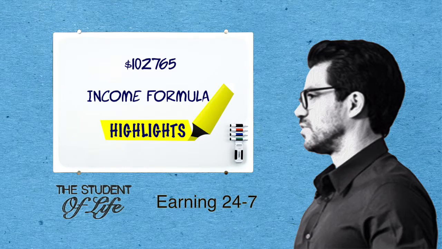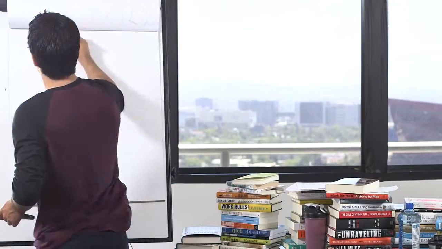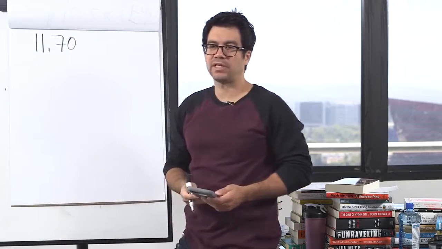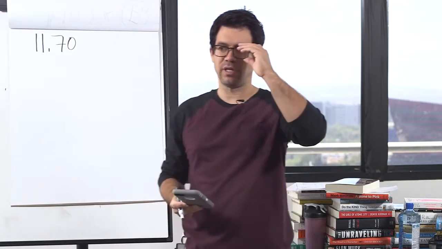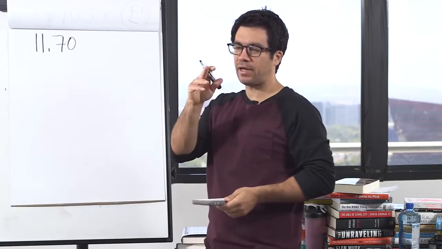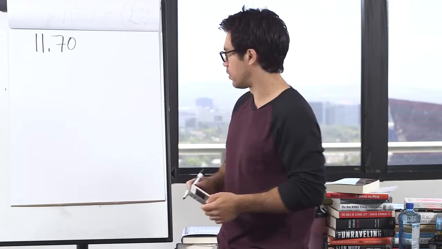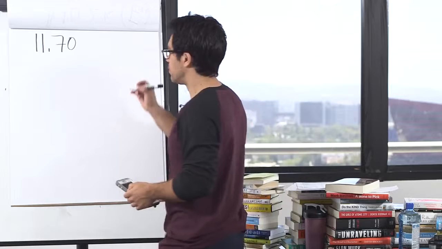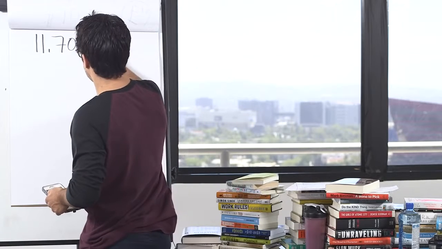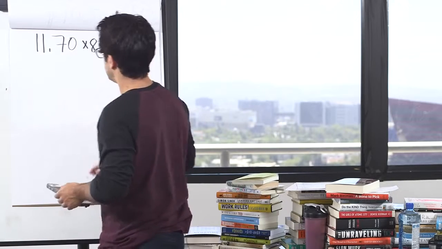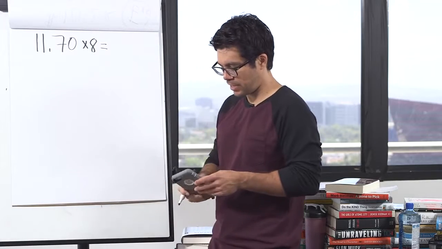Okay, so just type in your calculator 1170. Now, how many hours are there in a day? How many hours does the average person work? Sorry, 8 hours, right? So multiply it by 8 hours. So what is that? Times 8.